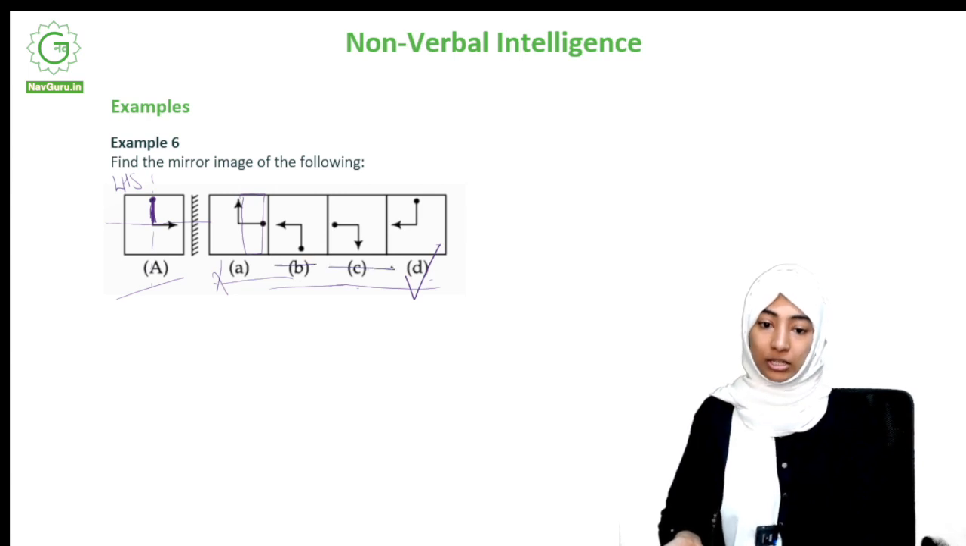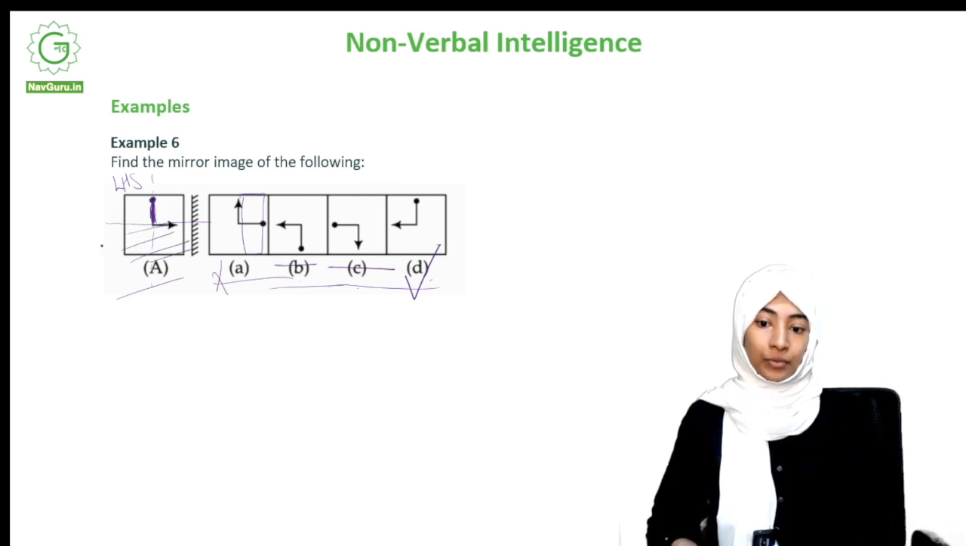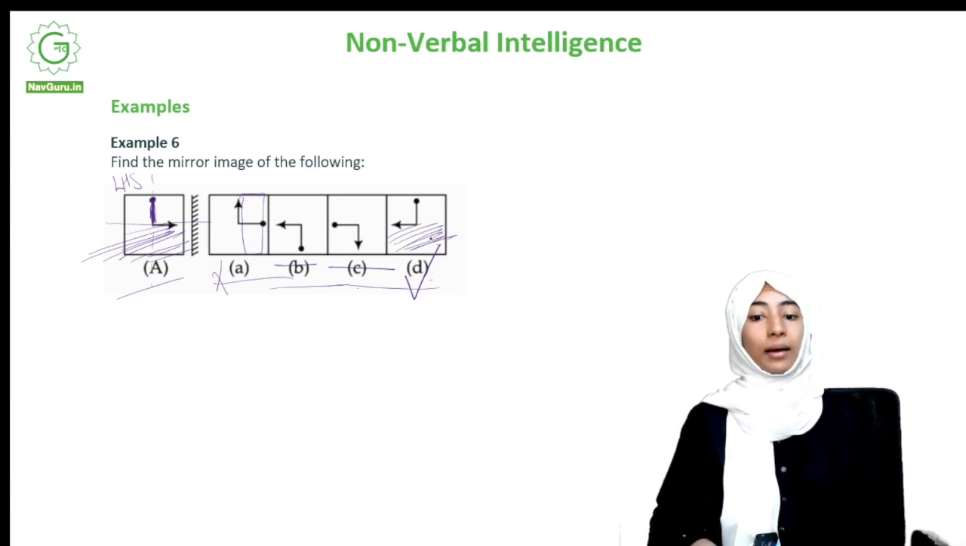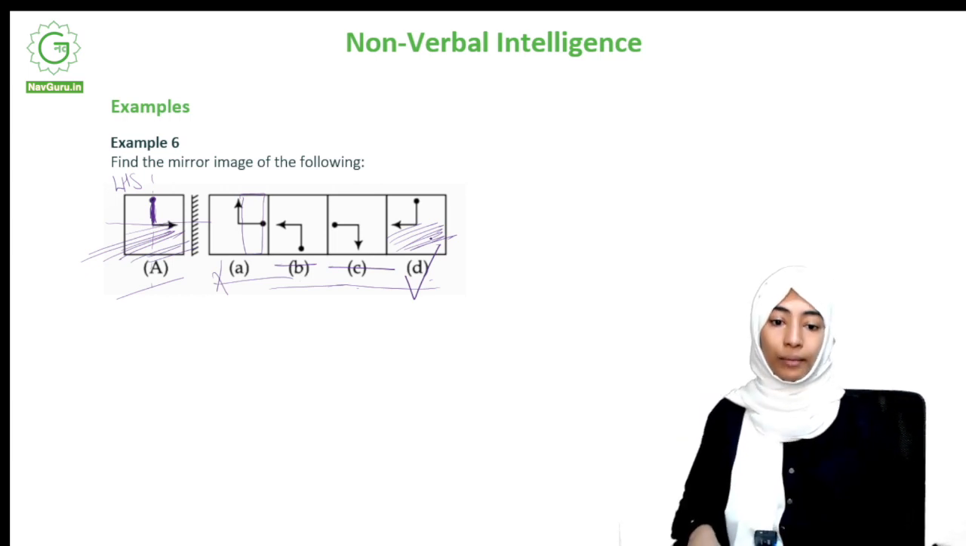It's not B, not C. Why? Because in B and C, the top changes. So here the bottom is supposed to be empty, right? The bottom half is empty, and that has to be the same for the question also. So the bottom half is supposed to be empty, and so you have gotten your answer. This is the answer. Okay, moving on.